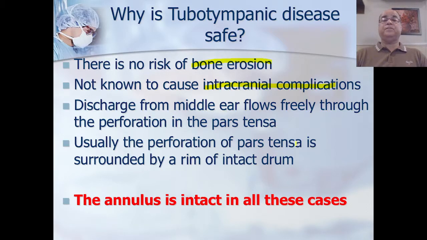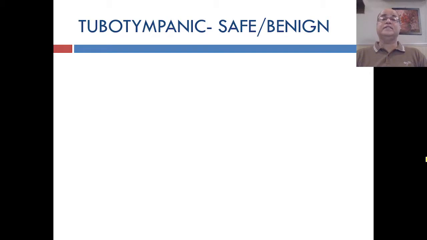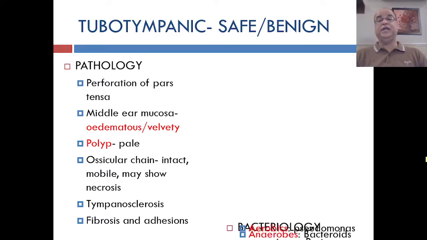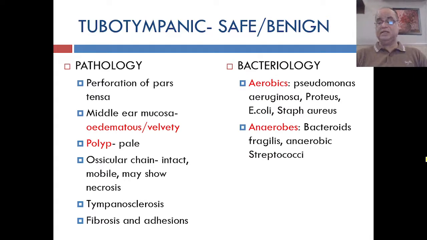And usually the perforation of the pars tensa is a central perforation which is surrounded by an intact drum. The annulus is intact in all these cases. The middle ear mucosa will be edematous and velvety. If a polyp is present, it will be pale in color. The ossicular chain is usually intact and mobile, but in some cases it may show necrosis. Tympanosclerosis, fibrosis and adhesions occur in the healed phase of tubotympanic disease. Bacteriology, as we saw, is a mixed flora, including aerobes and anaerobes.